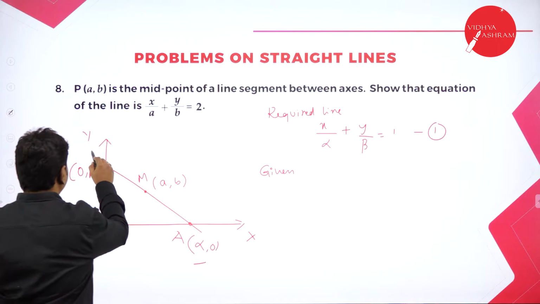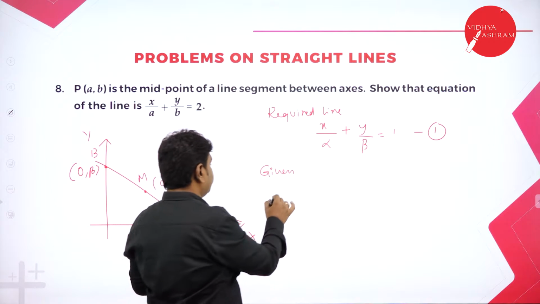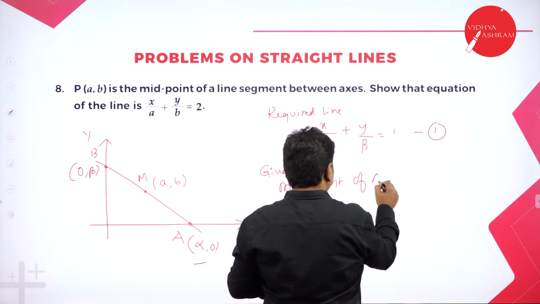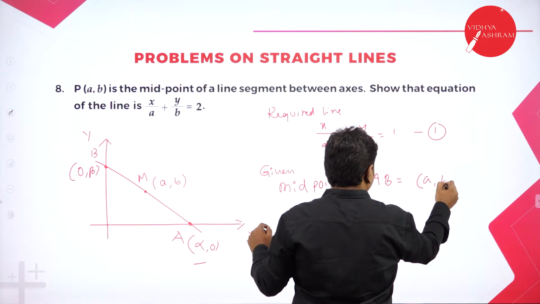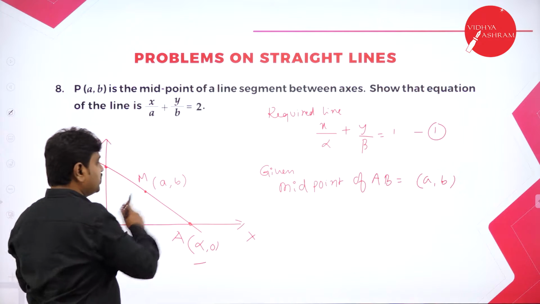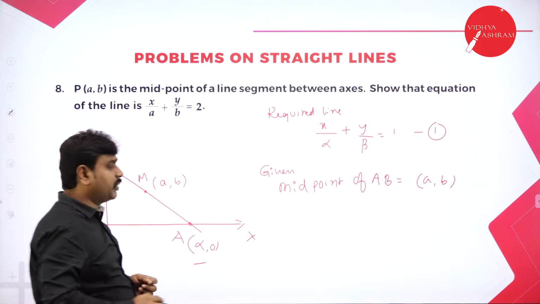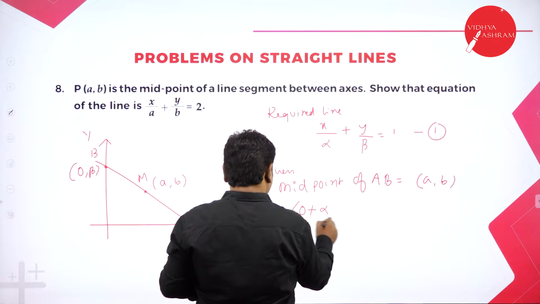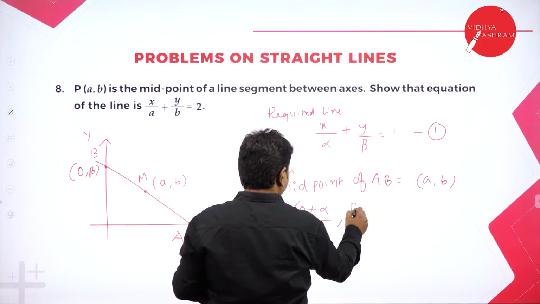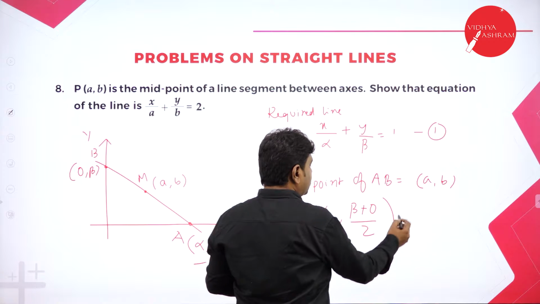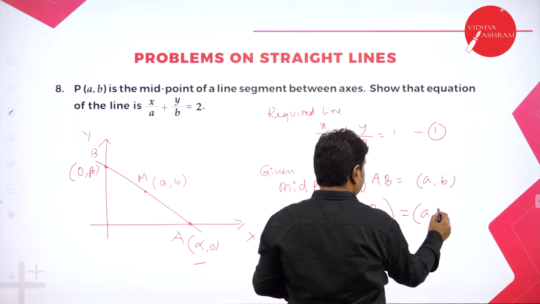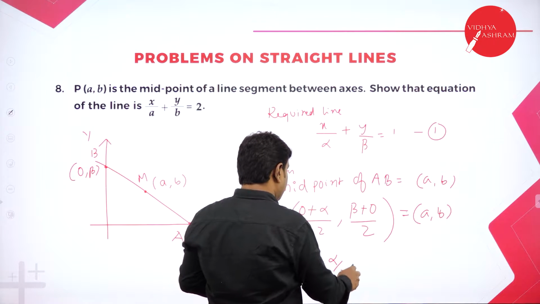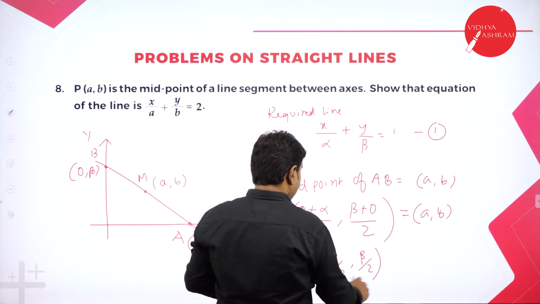To find alpha beta, given midpoint of line joining the axes, they gave that is a comma b. And you know how to find midpoint. Use midpoint formula. What is the midpoint formula? x1 plus x2 by 2, that is 0 plus alpha by 2 comma beta plus 0 by 2 is a comma b. Now equate them. So you'll have alpha by 2 comma beta by 2 is equal to a comma b.